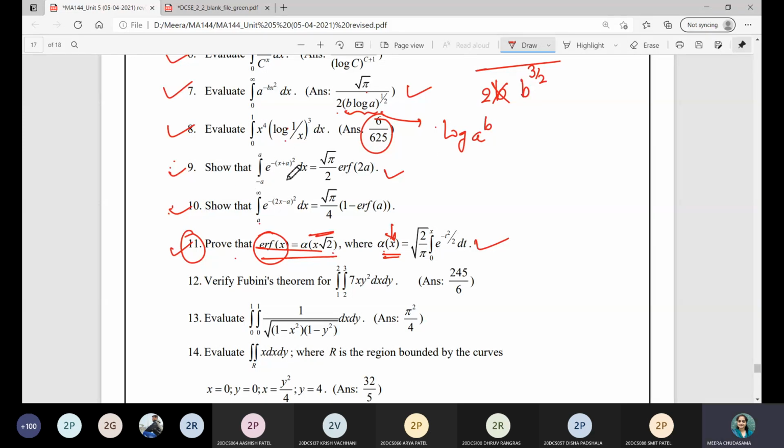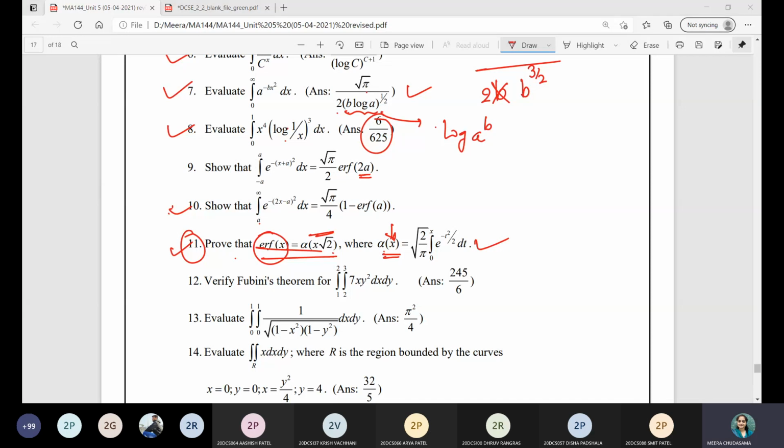What will you do in this example? 9th number example. Take x plus a is equal to t. If you take x plus a is equal to t, the corresponding limits: for minus a it will be 0, and for a it will be 2a, right? So the upper limit will be 2a, so in the error function you will get 2a. Quickly complete it, you will just require 2 minutes. Are you getting root pi upon 2? The integral does not have that multiple, so you will require 2 upon root pi. Means you have to multiply and divide by that quantity.